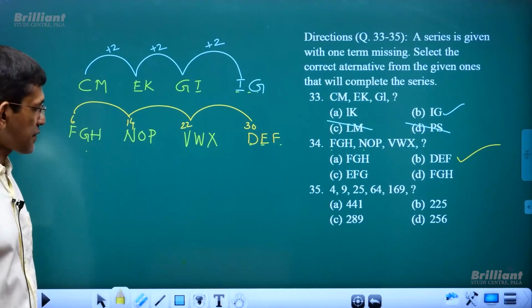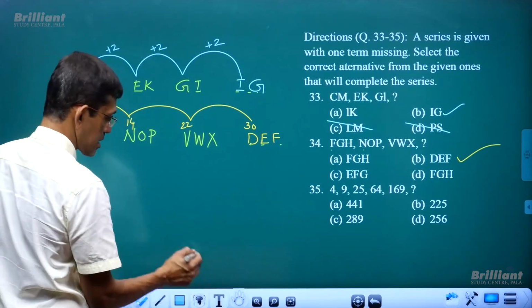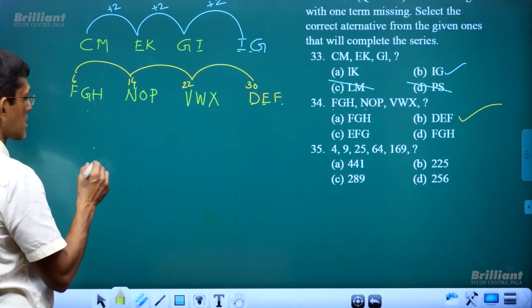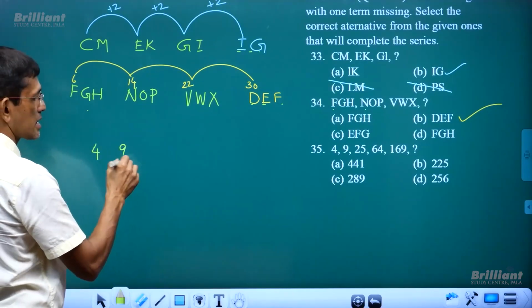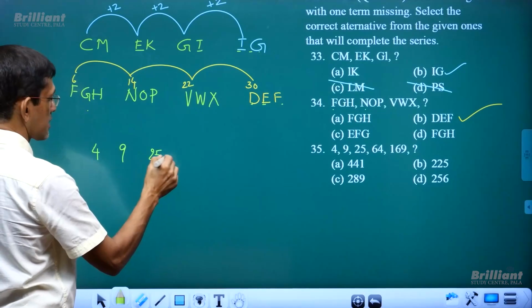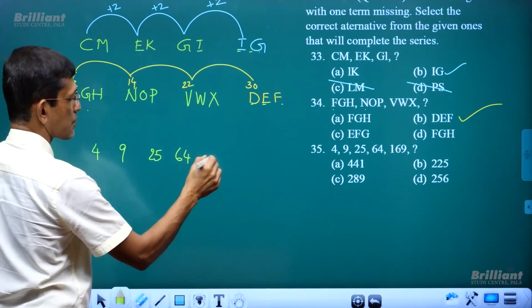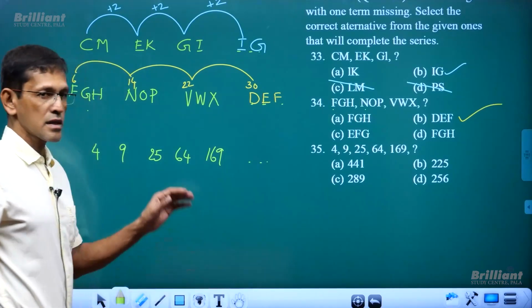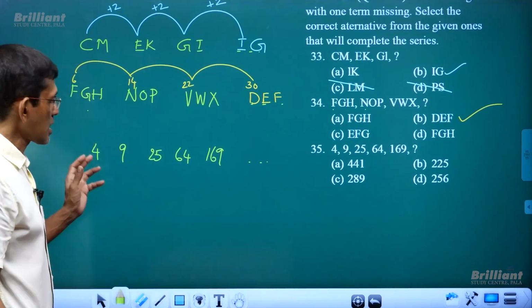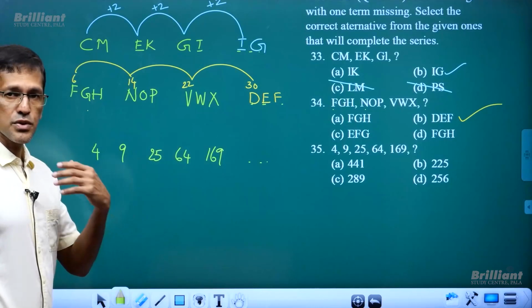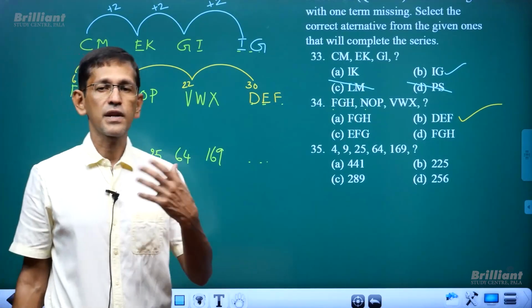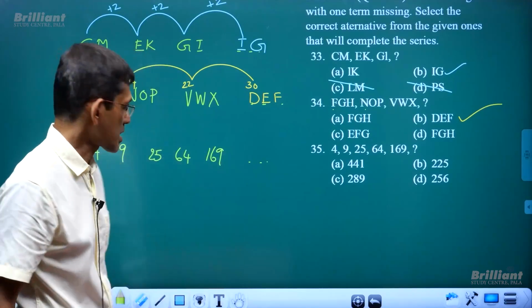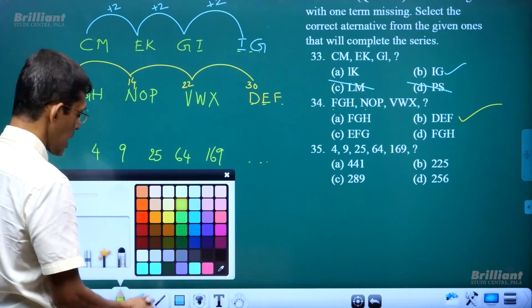Now, 35. 4, 9, 25, 64, 169. Let's try that question. Well, rather than getting into the answer directly, I'm looking at all different possibilities because many of you have different ways of looking at that question. So we just take a look at some of those possibilities.